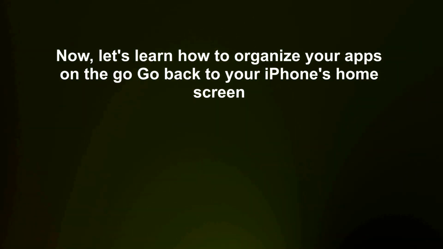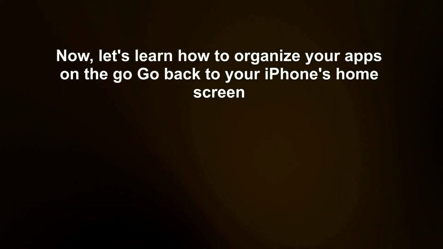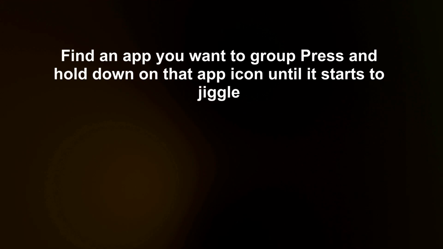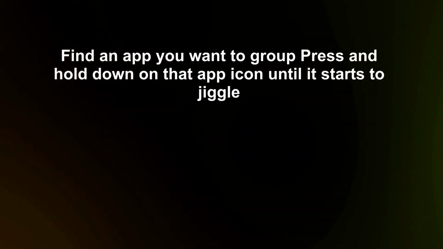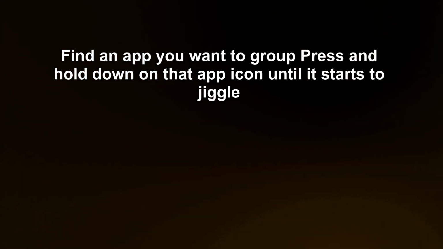Now, let's learn how to organize your apps on the go. Go back to your iPhone's home screen. Find an app you want to group. Press and hold down on that app icon until it starts to jiggle.